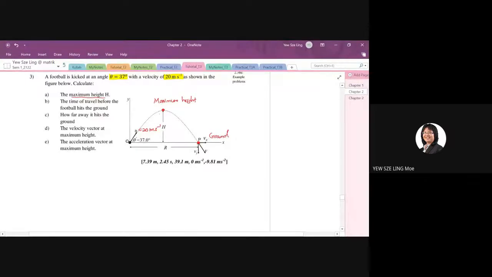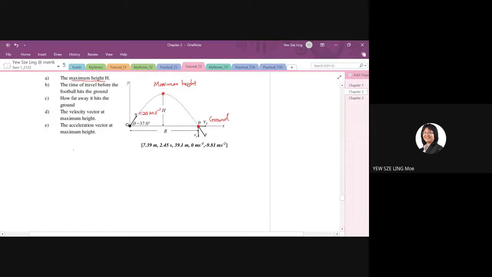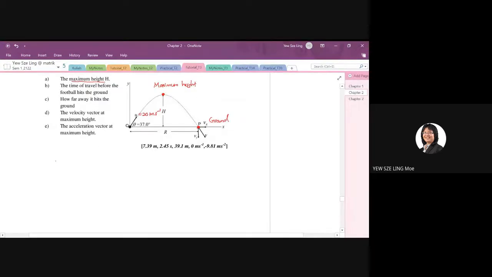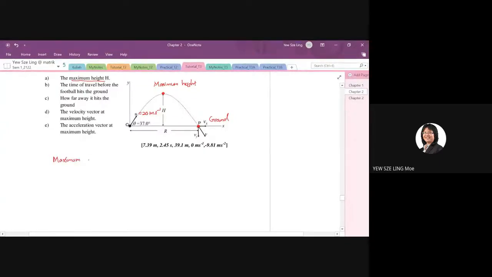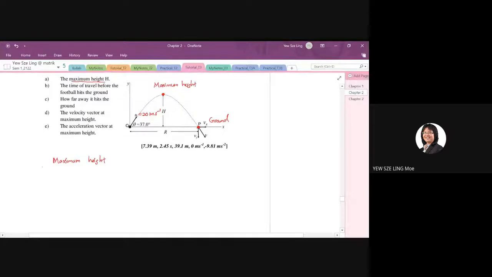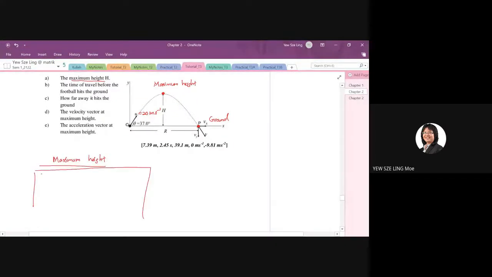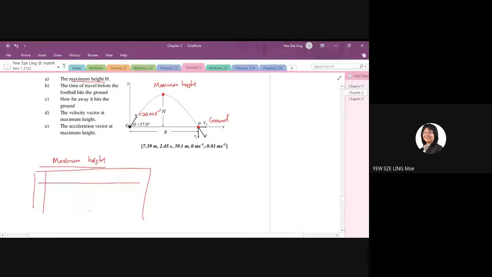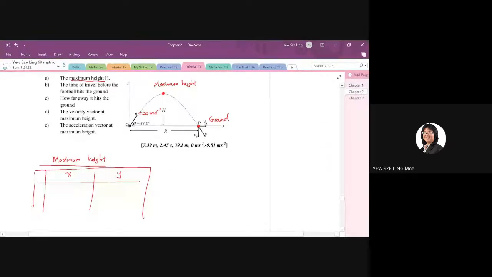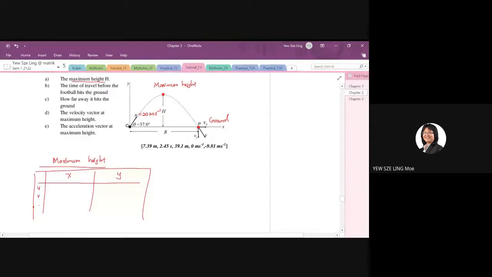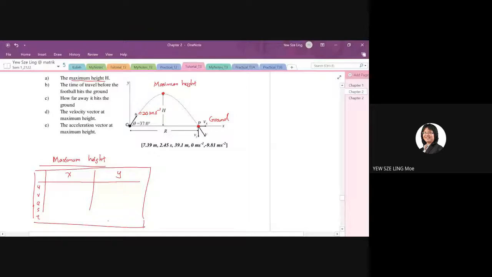So now you are looking at two different final positions, which means you can have two different tables: one table for maximum height and one table for the ground. Let us do the table for maximum height first. So I have a table. This is the x component, this is the y component, and then I have u, v, a, s, t. The a for the x component is always 0, and for the y component it is always negative 9.81.